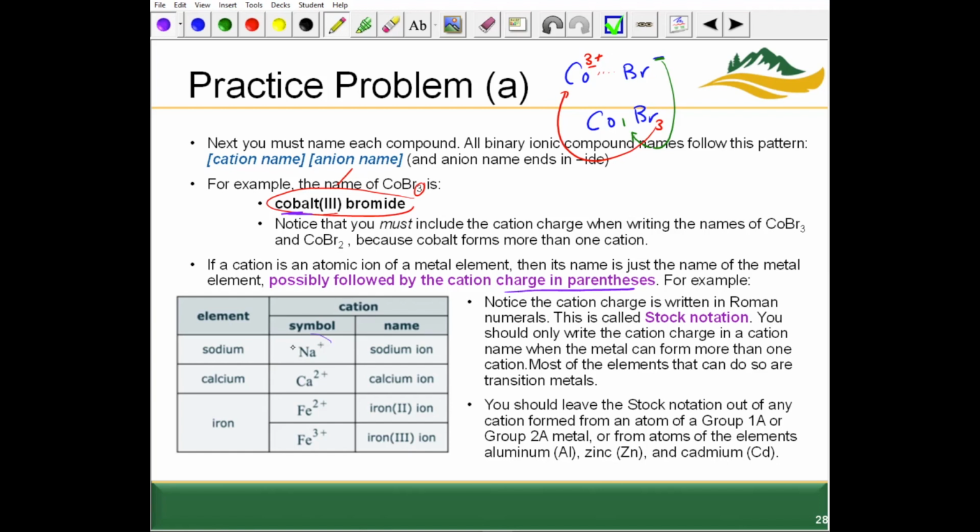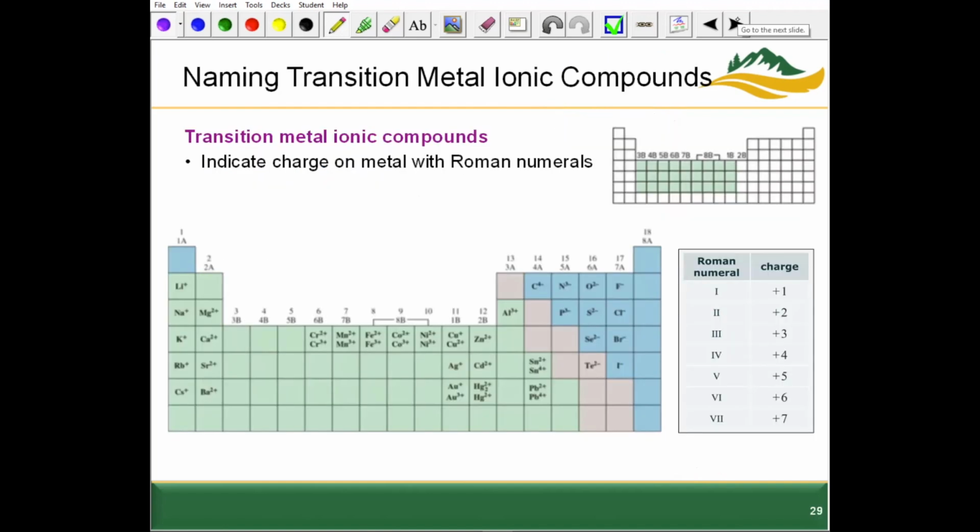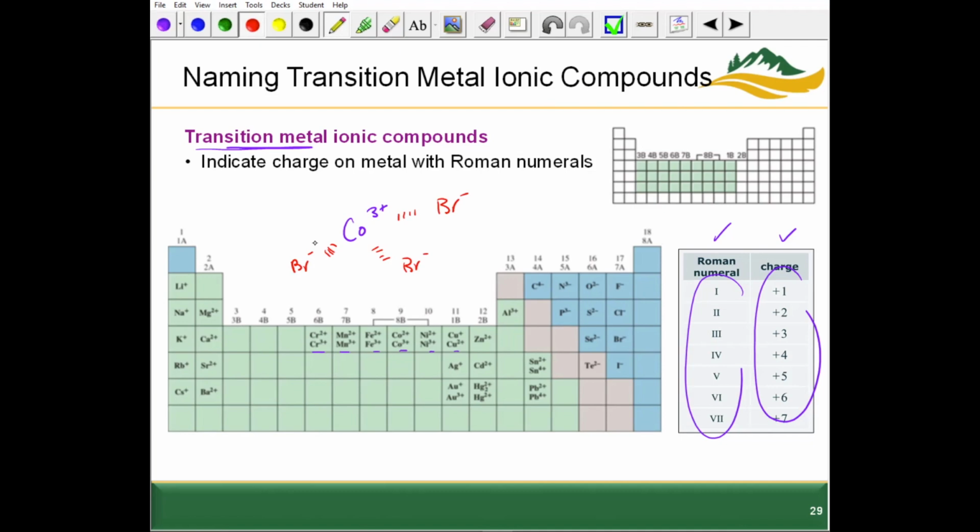Remember, if it can only form one type of cation, like those alkali metals or alkaline earth metals, you do not include the parentheses. Those metal cations that don't need parentheses are anything from group 1A, 2A, and then those different metals that can only form one type of cation. So these are those transition metals, and for these, they can be a little bit trickier. If they can form more than one type of cation, we have to use the Roman numerals to represent which charge that ion has.